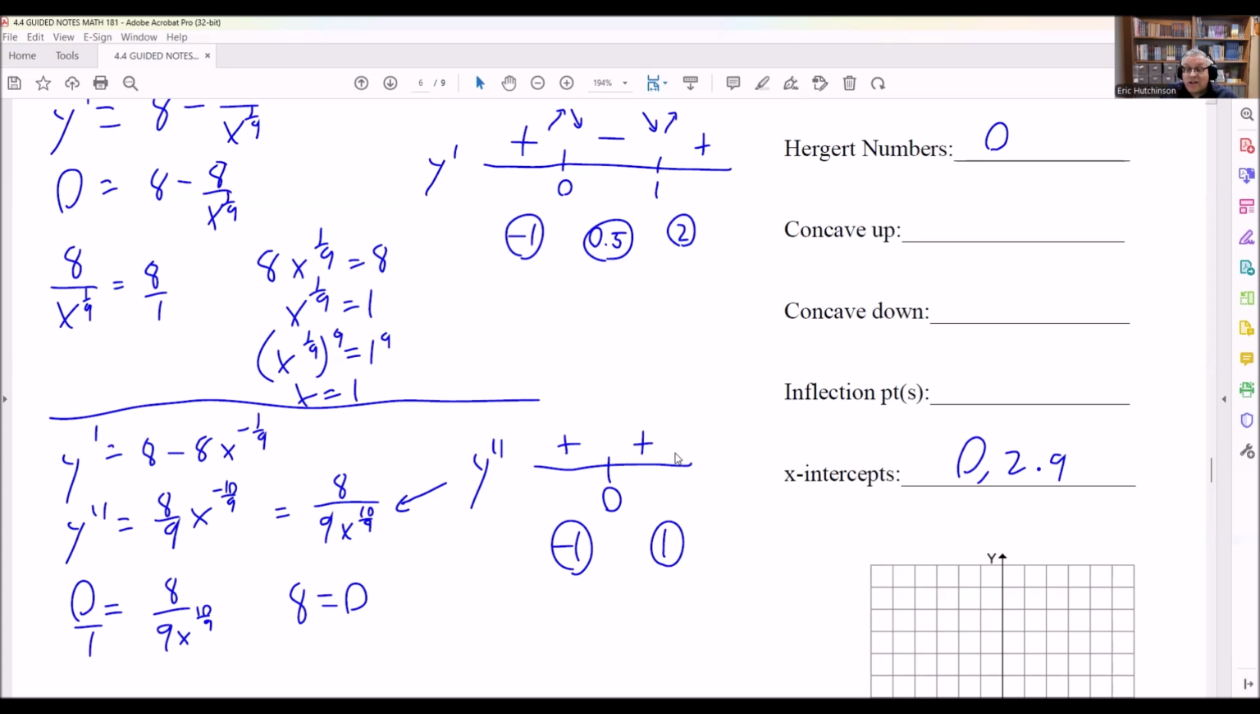By the way, the reason why that is positive, you can think of this as we're taking x to the 10th power, and then we're taking the ninth root of it. So negative 1 to the 10th power would be something positive, and if we take the ninth root of it, then it's still positive. So that's the reason why we get a plus here. All right, so from that, we actually have concave up for everything here.